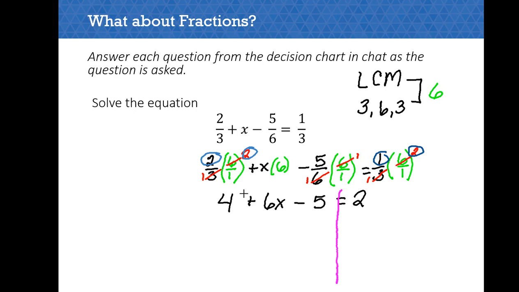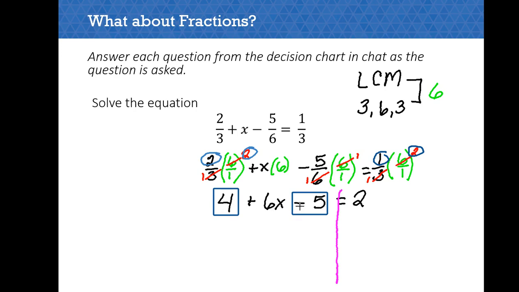So now my next question says, do I need the distributive property? Well, no parentheses anywhere now, so no distributive property. Are there like terms on the same side of the equal sign? This side has 3 terms. Hint, anything over 2 terms means you are going to have some like terms. So sure enough, I have a 4, but I also have a subtracted 5. The 6x doesn't have a like term because it has an x, so it's a variable term. So I need to combine those two.